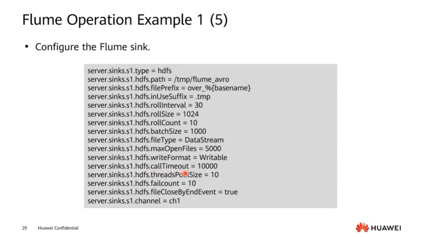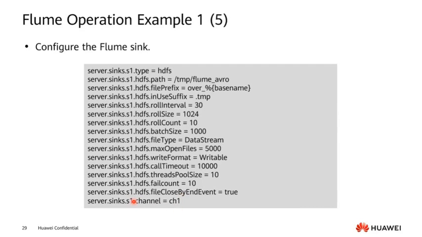Call timeout indicates the timeout interval for operations from HDFS. Thread pool size indicates the size of the thread pool for writing data to HDFS. Fail count indicates the number of consecutive fails to write data to HDFS. File closed by end event indicates whether to close the file that is being written to HDFS based on the source file data. The value is true or false. When configuring options related to row, the value should be false. Otherwise, the configuration related to row will be invalid.